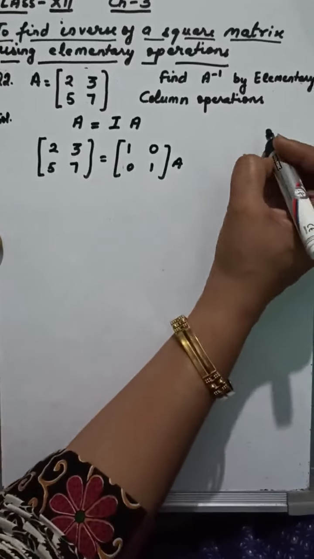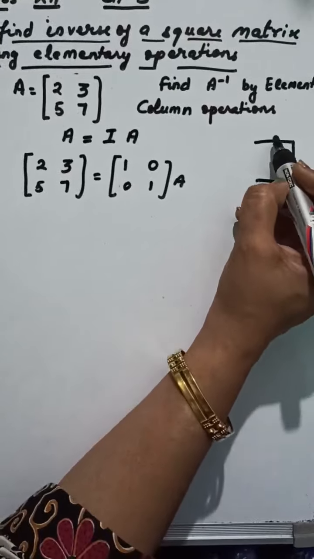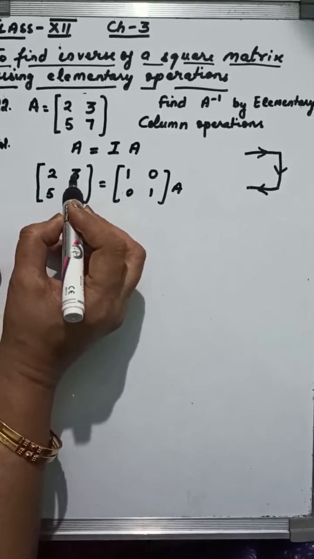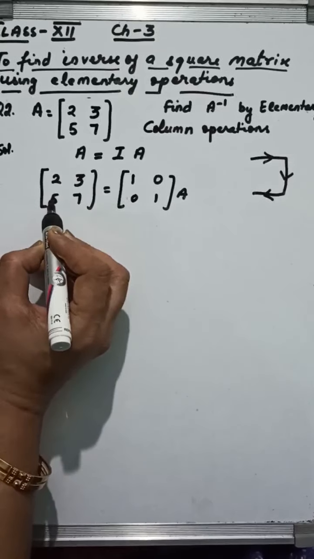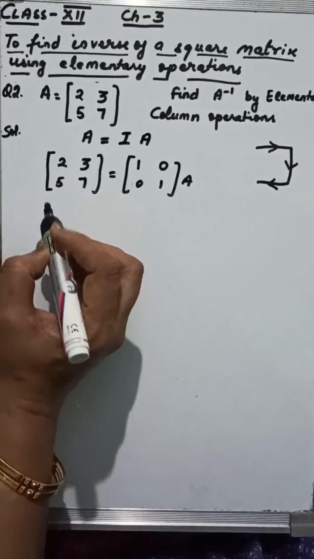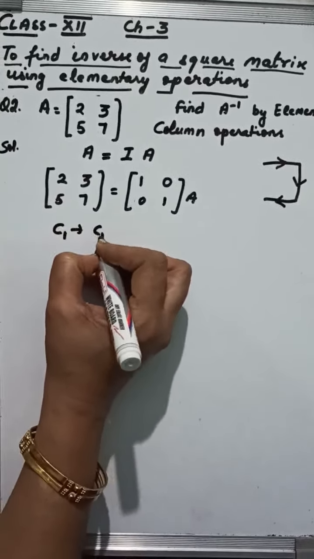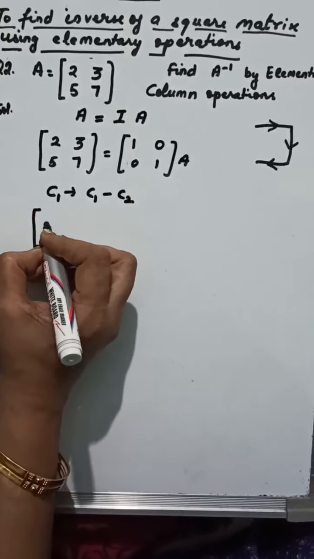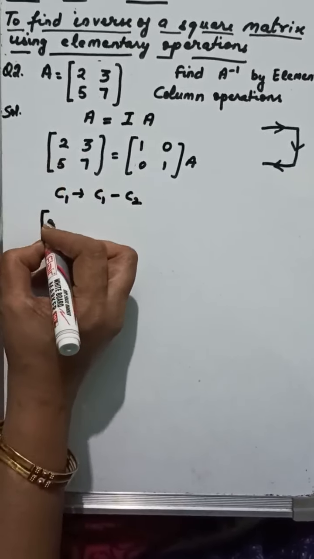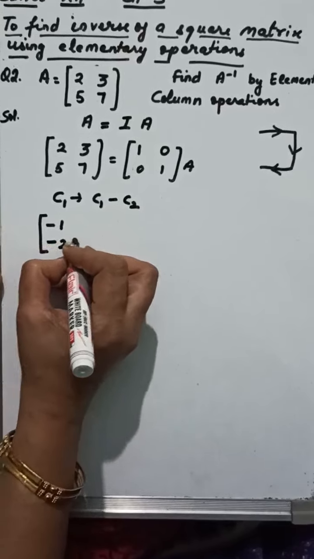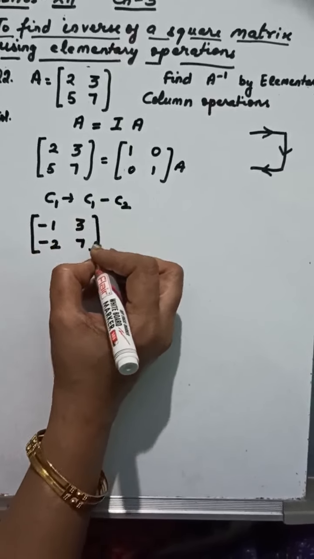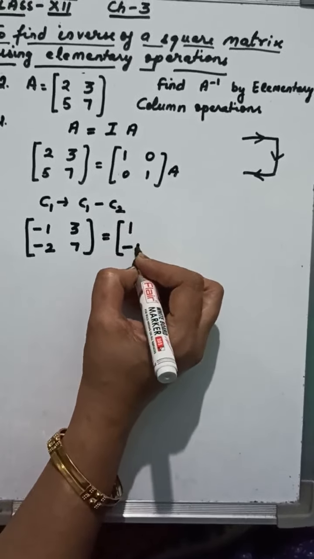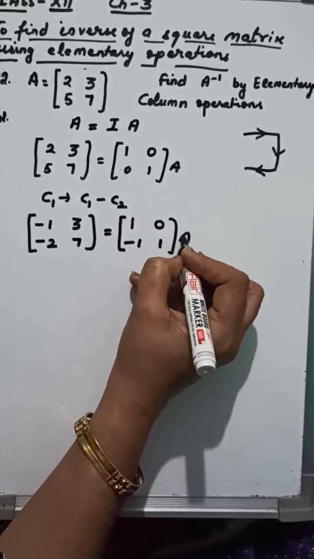So for column operations we will follow this path, means first we make this element 1, then we make this 0, then we make this 1, and last this 0. Now for this element 1, we apply C1 minus C2. Now we only have to apply the elementary column operations. We can't apply a row operation here. So 2 minus 3 is minus 1, 5 minus 7 is minus 2, second column as it is. The same operation is applied on this side. So 1 minus 0, 1 minus 1, this as it is, A.